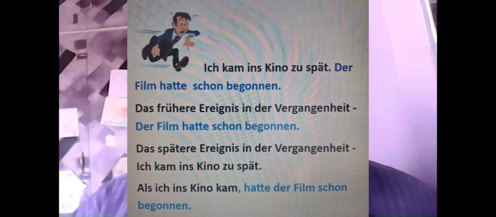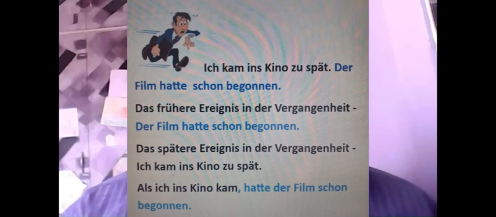So, wenn Sie diese zwei Sätze verbinden, können wir auch "als" benutzen. Als ich ins Kino kam, hatte der Film schon begonnen. So when I came to the movie hall, the film had already started. Der Film hatte schon begonnen. So "hatte begonnen", das ist Plusquamperfekt. Noch ein Beispiel.